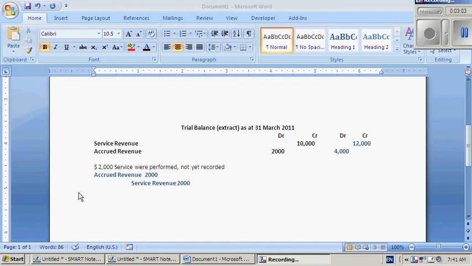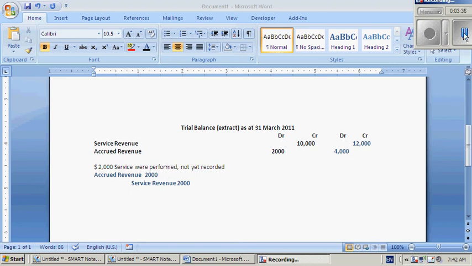Now this one we can see is the accrued revenue. How do we know? Because $2,000 service were performed. See, when you receive benefit, that time it will be considered accrued expense. But when you give benefit or perform, that time it will be revenue. So the question is trial balance as of 31st March 2011, service revenue $10,000 as credit, accrued revenue already over here $2,000. So $2,000 more service were performed, right?